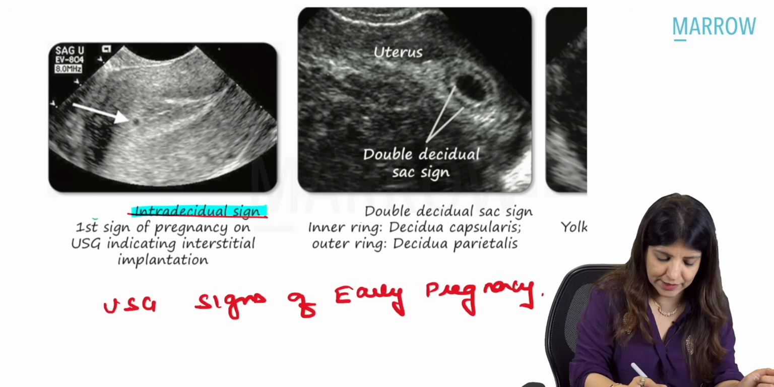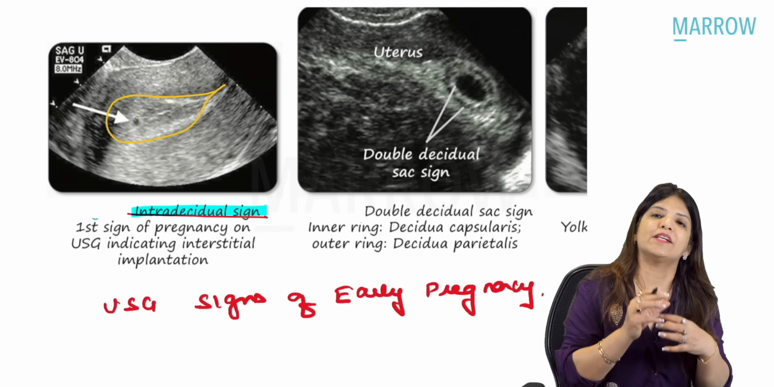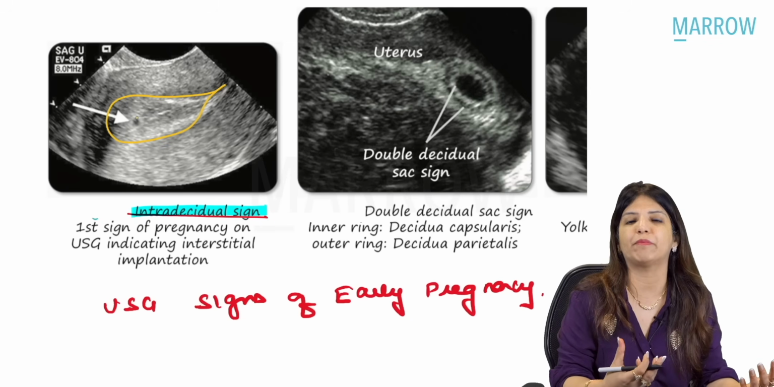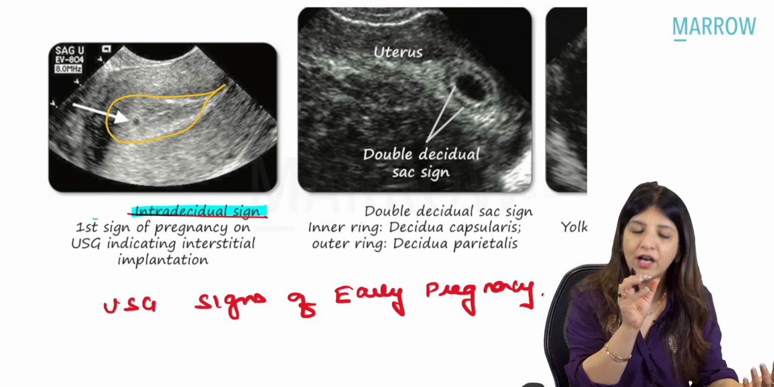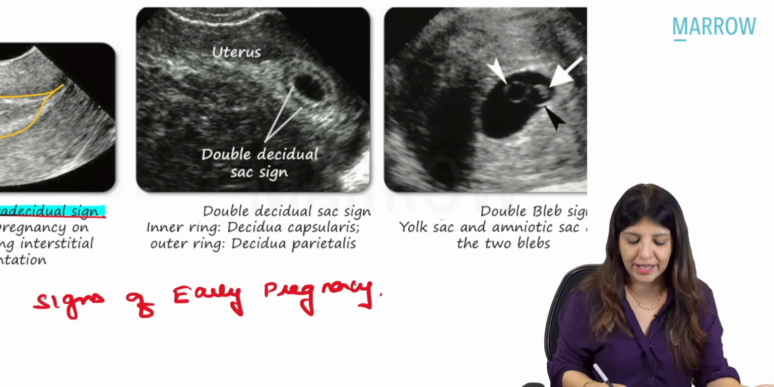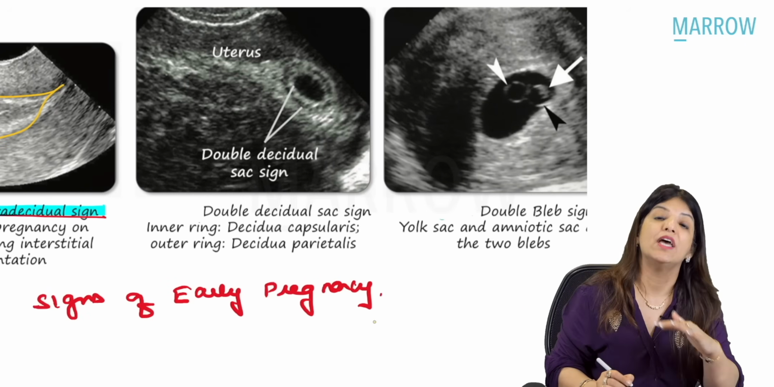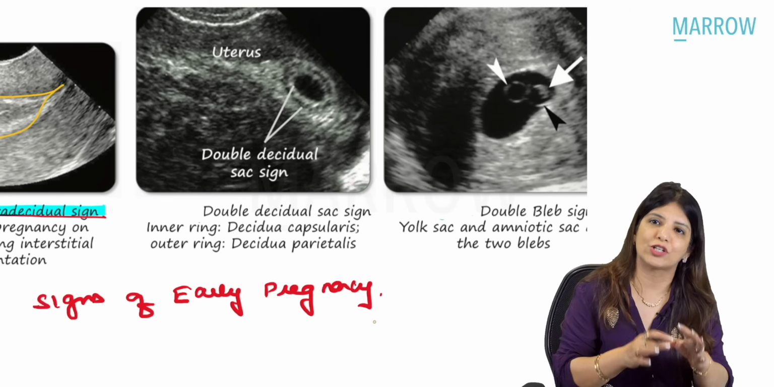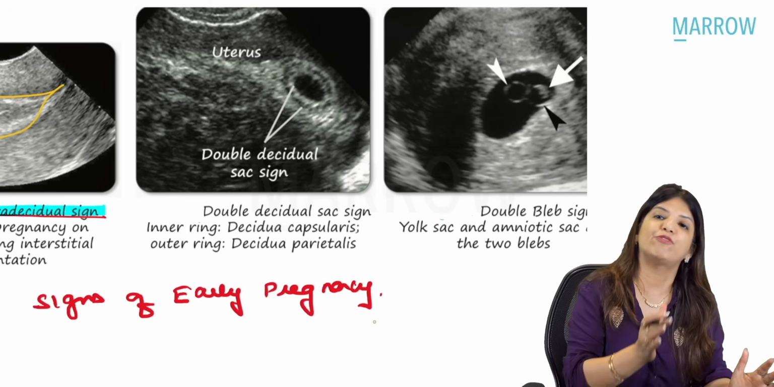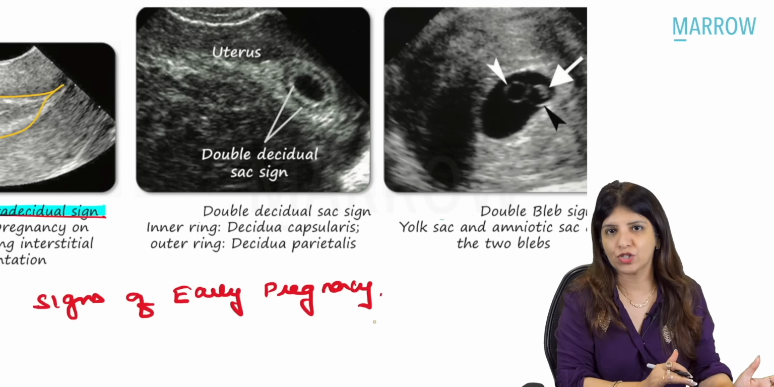So over here, this is the endometrium and you can see the blastocyst. It is the blastocyst which appears like a gestational sac. And how will it appear? It will appear like a black fluid-filled area surrounded by an echogenic rim. So that is the first sign of pregnancy on ultrasound. If they ask you first structure to be seen on ultrasound in pregnancy, then that's a gestational sac. But first sign on ultrasound is the intradecidual sign.